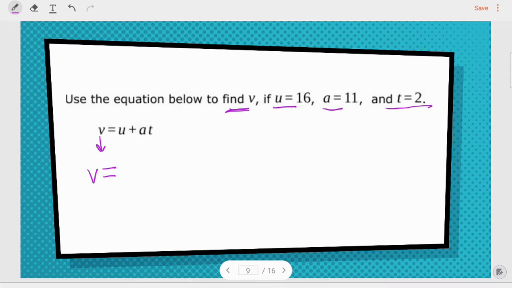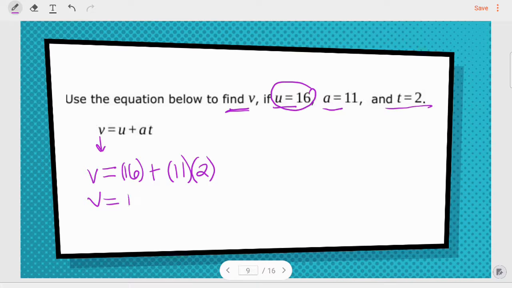So v is equal to, leave that as a variable, u. I come up here. Another name for u is 16. So 16 plus a, parentheses, 11 times t. So parentheses times 2. Another name for t was 2. And I'm going to go simplify.